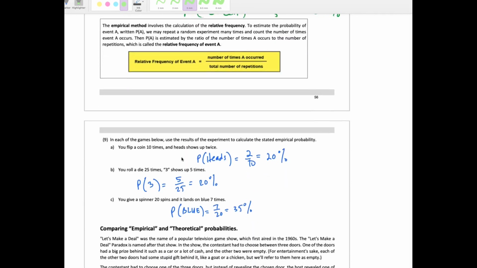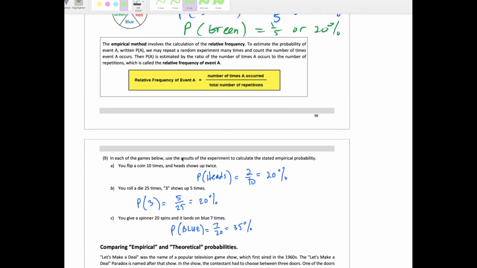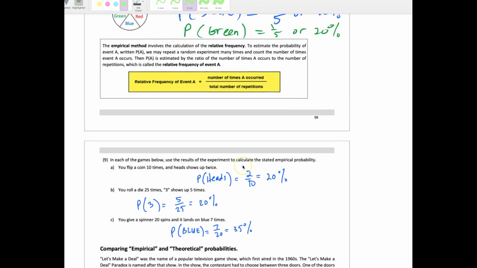And so looking at something like this here, we could take a look at each game. In each of these games below, use the results of the experiment to calculate the stated empirical probability. Let's say you flip a coin 10 times and the heads shows up twice. So if someone asked you, what's the probability of getting heads? You would say 2 out of 10 because it happened twice, right? Out of 10 times, 2 out of 10. You roll a die 25 times, 3 comes up 5 times, so you would say 5 out of 25.